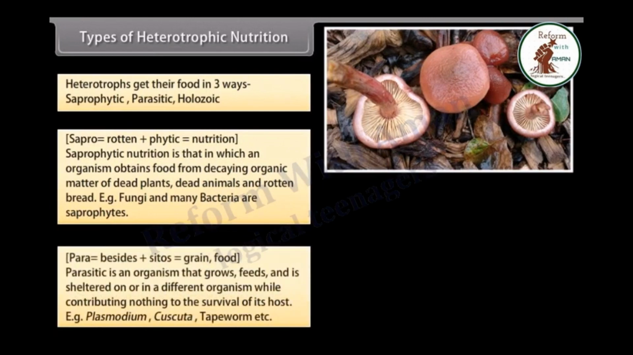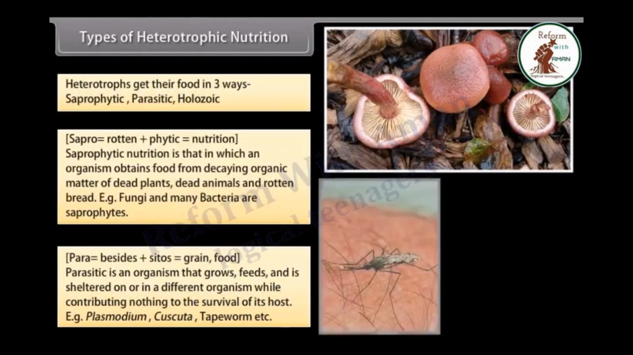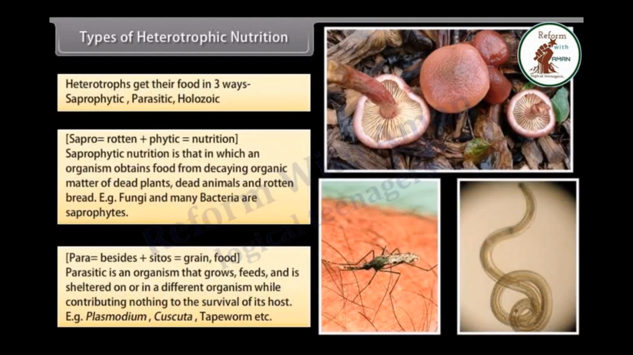Para means besides, and sitos means grain or food. Parasitic is an organism that grows, feeds, and is sheltered on or in a different organism while contributing nothing to the survival of its host. That is, Plasmodium, Cuscuta, tapeworm, etc.